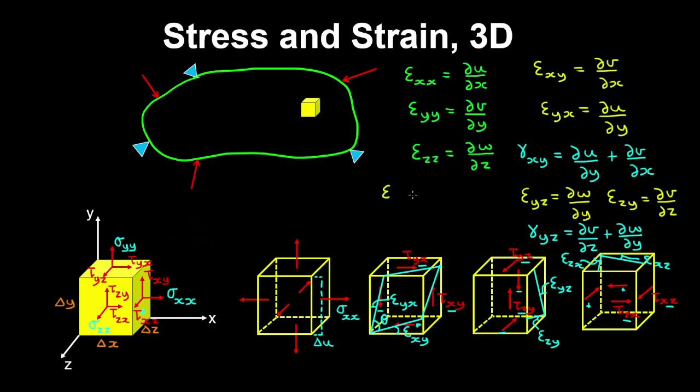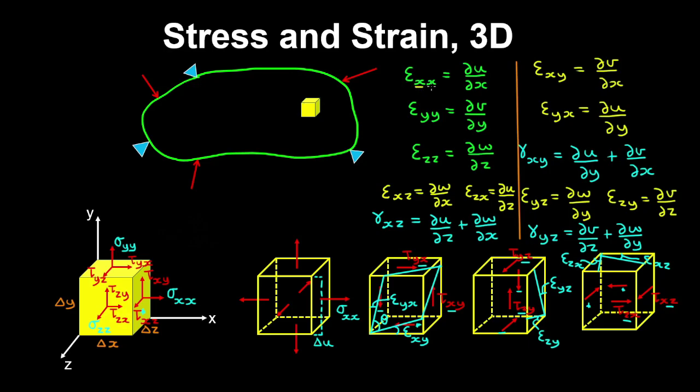So similarly, we can write the strains epsilon xz as the change in w as we move along x, and epsilon zx is the change in u as we move along the z direction. So therefore the shear strain in the xz plane can be written as du dz plus dw dx.